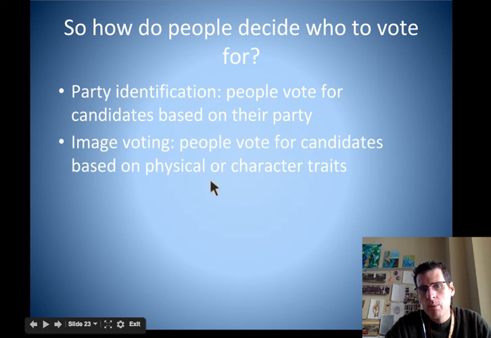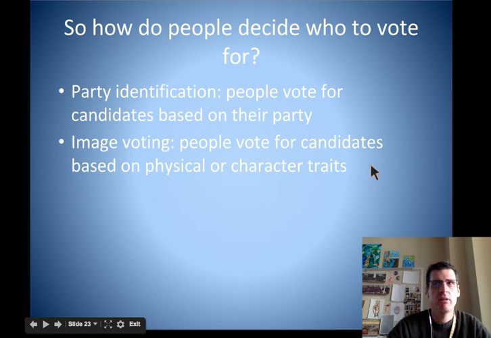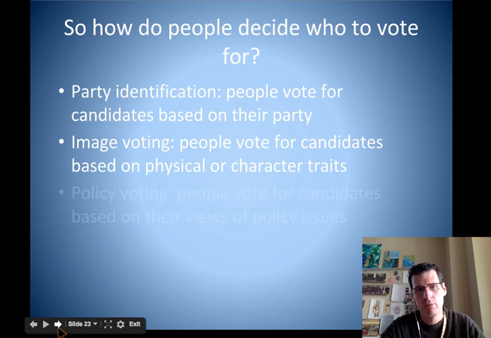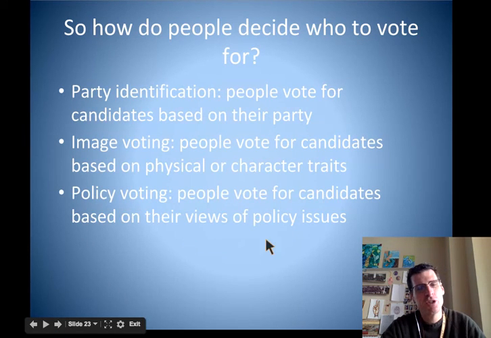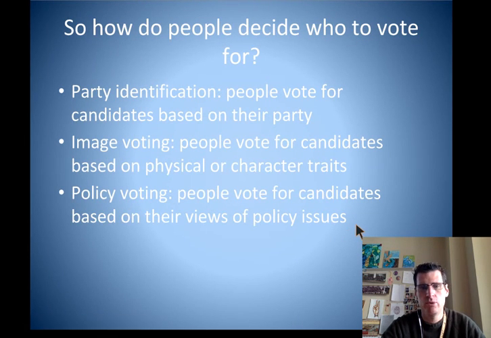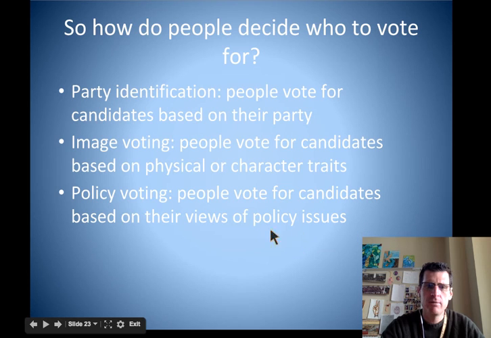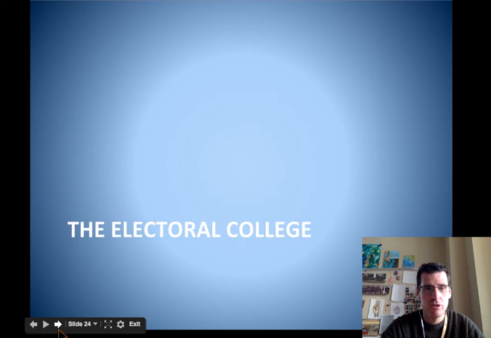More and more we see image voting. Voting for candidates based on maybe how they look or how they act or how they come off on television. I like this guy, I'm going to vote for him kind of thing. There are some people who vote based on issues. And usually when you have policy voting, if you stand with a party on most things, then you're going to be a party identification. But policy voting, if you have one thing that really matters to you, then that's what you're going to vote. All right.